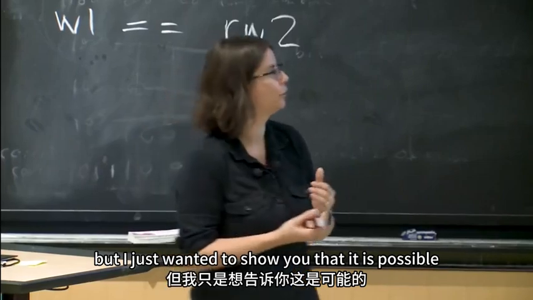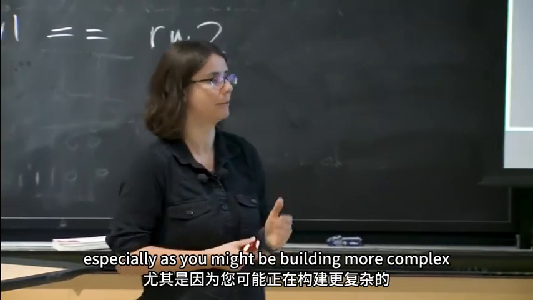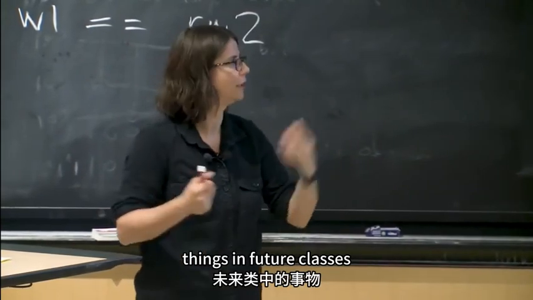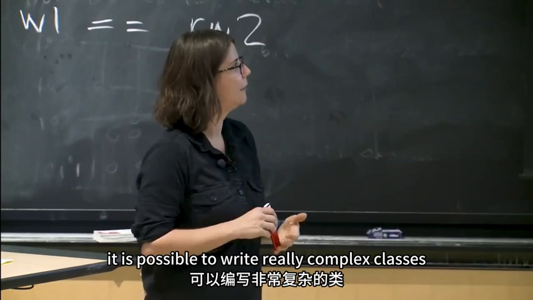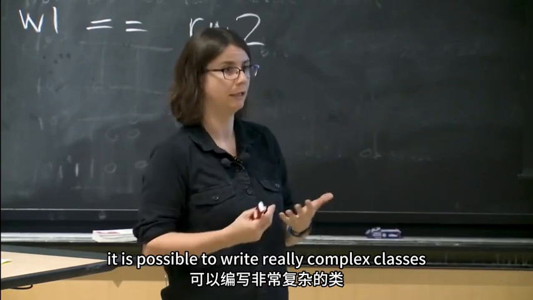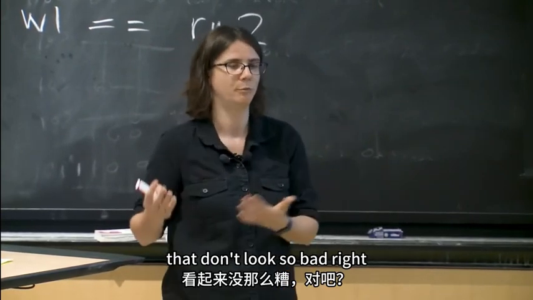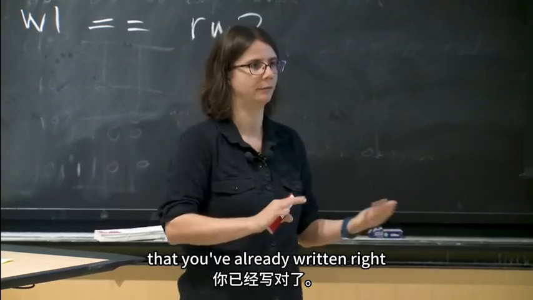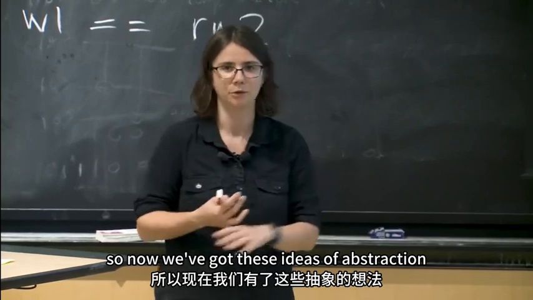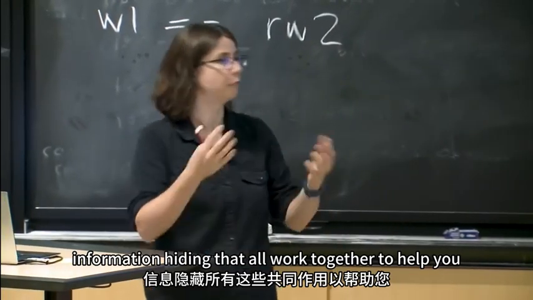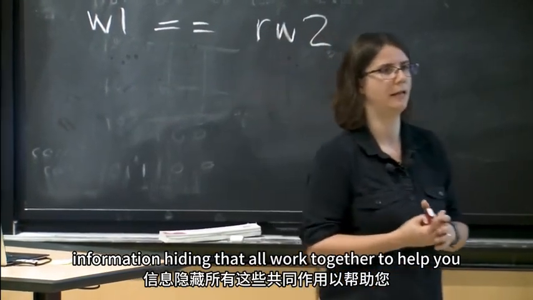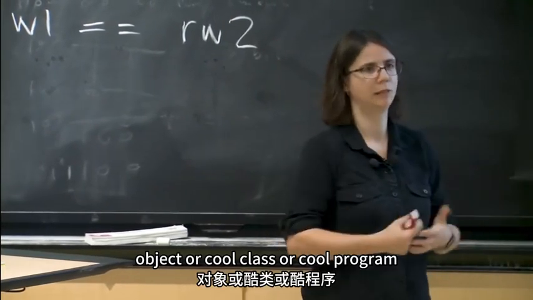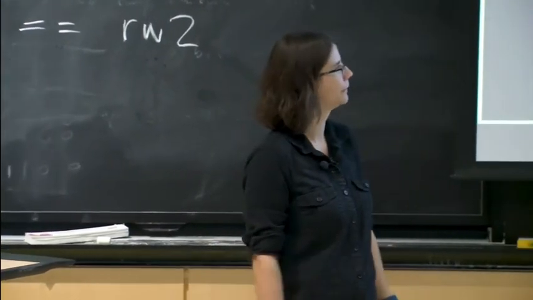But I just wanted to show you that it is possible, especially as you might be building more complex things in future classes. It is possible to write really complex classes that don't look so bad, because you're building upon code that you've already written. So now we've got these ideas of abstraction, modularity, information hiding that all work together to help you achieve this really cool object or class or program.